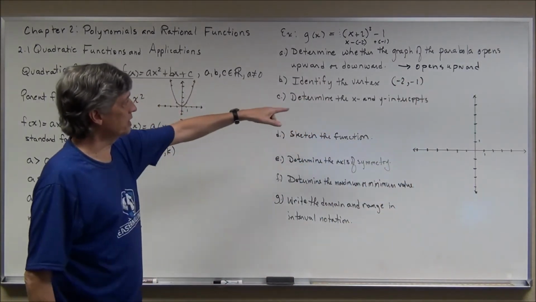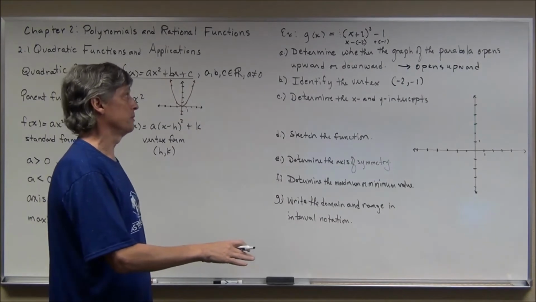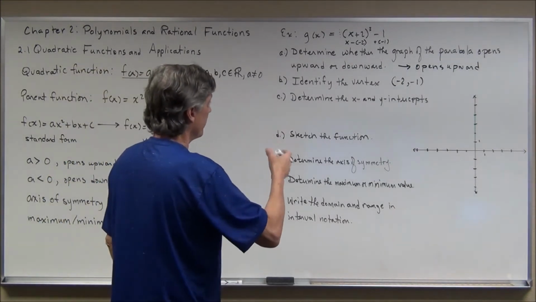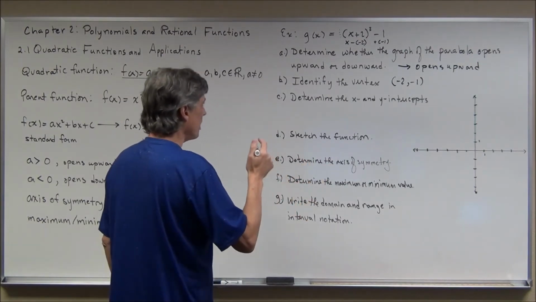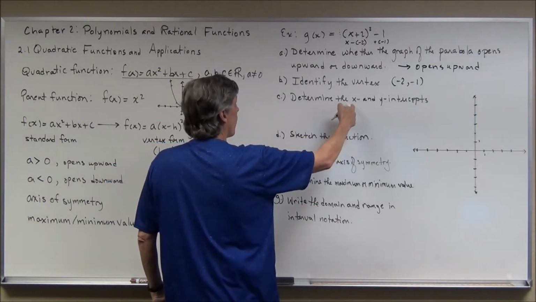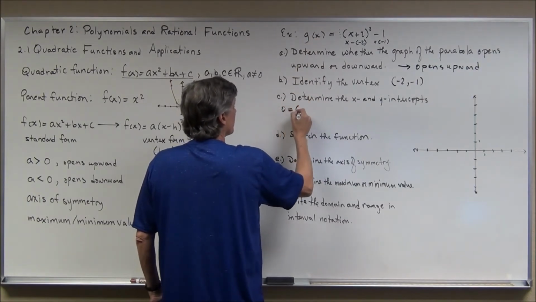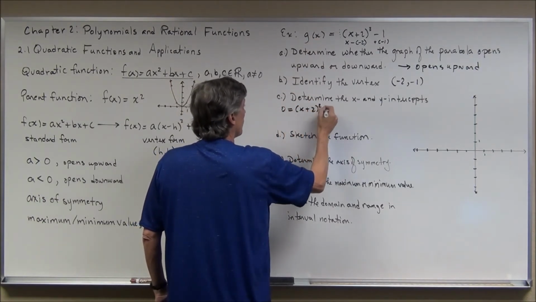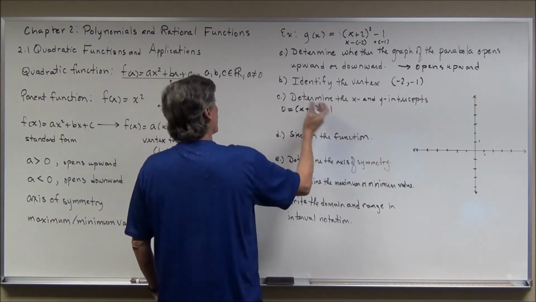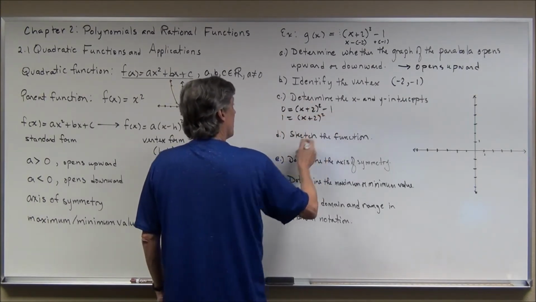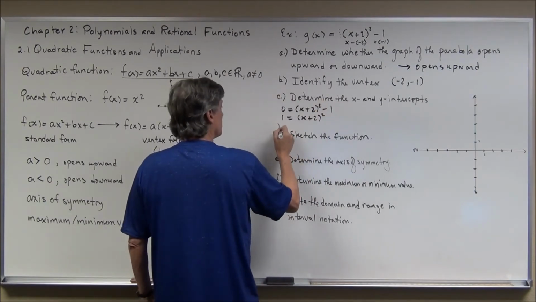I'm going to determine x and y-intercepts. Now we did intercepts in the last chapter, last couple chapters actually. So to find the x-intercept, I'm going to make y equal to 0. So over here, if I make y equal to 0, I have the quantity x plus 2 quantity squared minus 1. I will add 1 to both sides. I will take the square root of both sides.